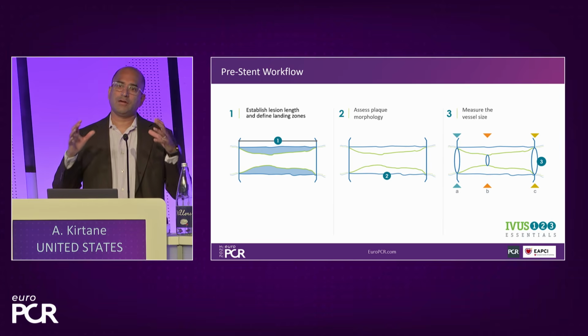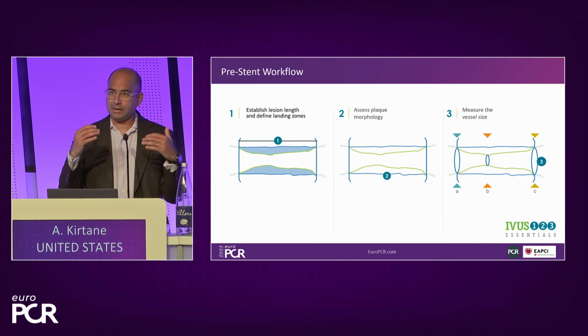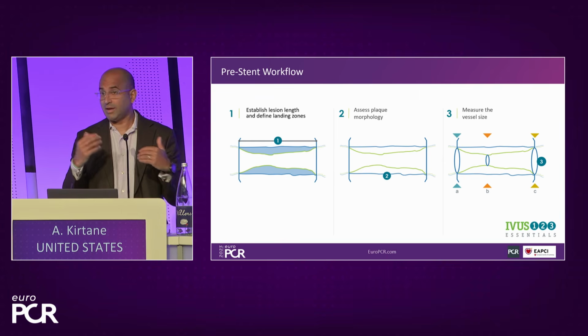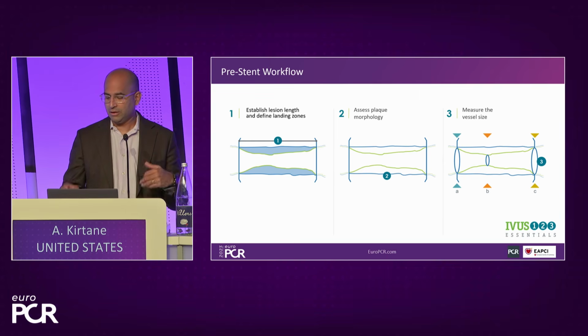is you basically identify what the lesion is itself, define your landing zones, you look at the plaque and assess what the morphology is, and they're very simple measurements, and I'll show you what they are in terms of how you assess exactly what you're going to do. That helps you pick your predilatation balloon, the type of device you're going to use for predilatation. It helps you pick whether you're going to do plaque modification further. It helps you pick your stent length.